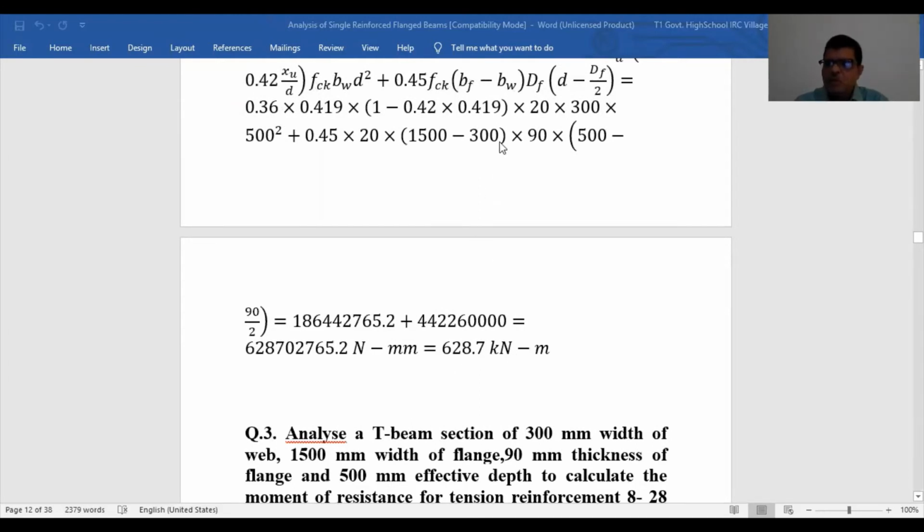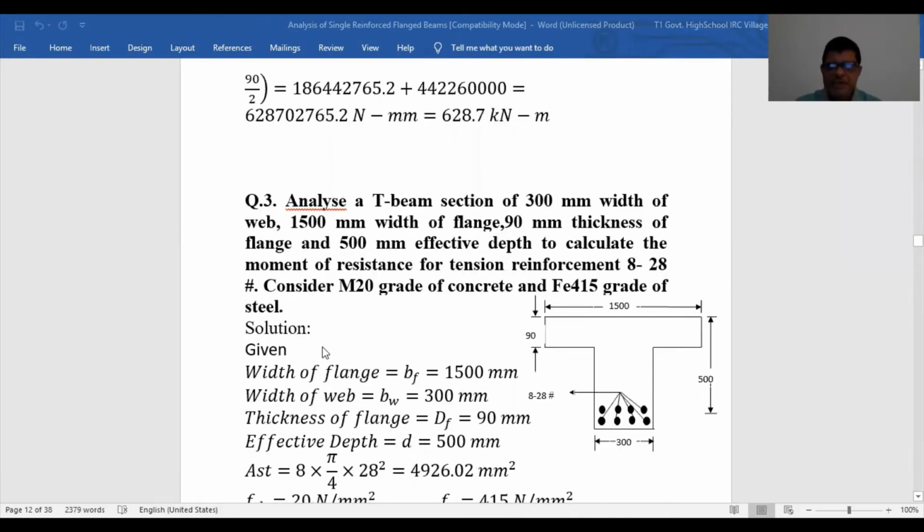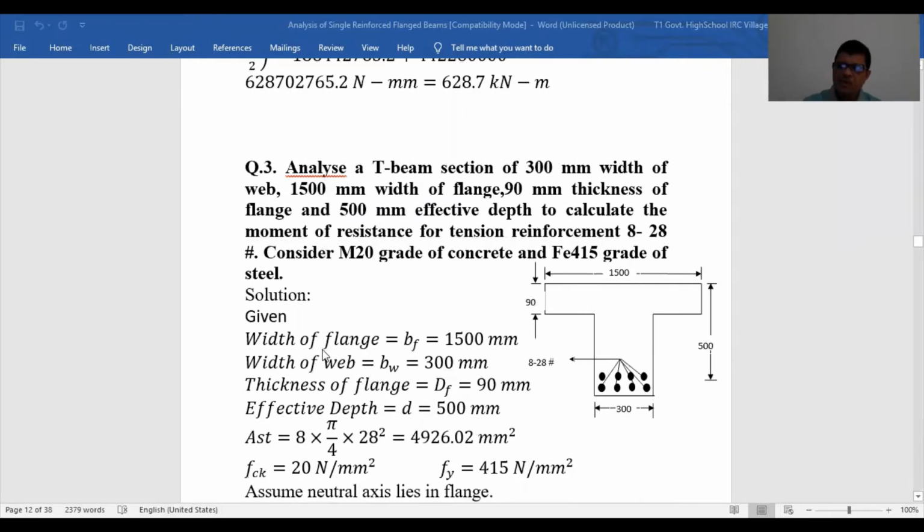So you have to confirm two things: whether Df by xu is less than 0.43 or more than 0.43. Another thing you should confirm is that the neutral axis lies in the web or lies in the flange. If it lies in the web, then whether it is less than xu maximum or not. If it is less than xu maximum, then Df by xu is less than 0.43 or more than 0.43. Accordingly, you have to use the appropriate formula given in the code to find out this moment of resistance.